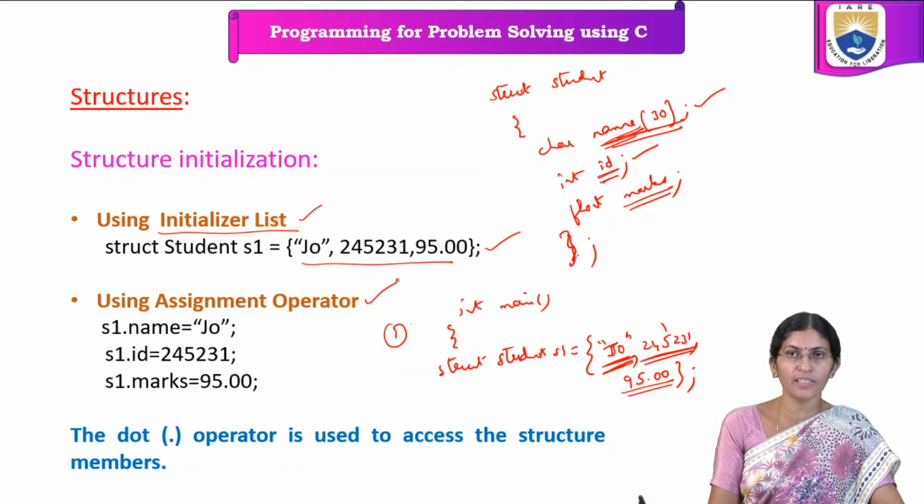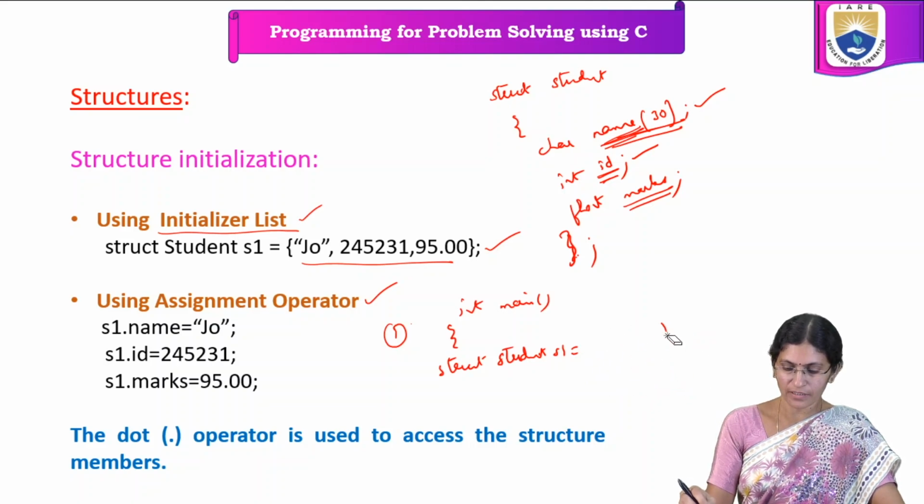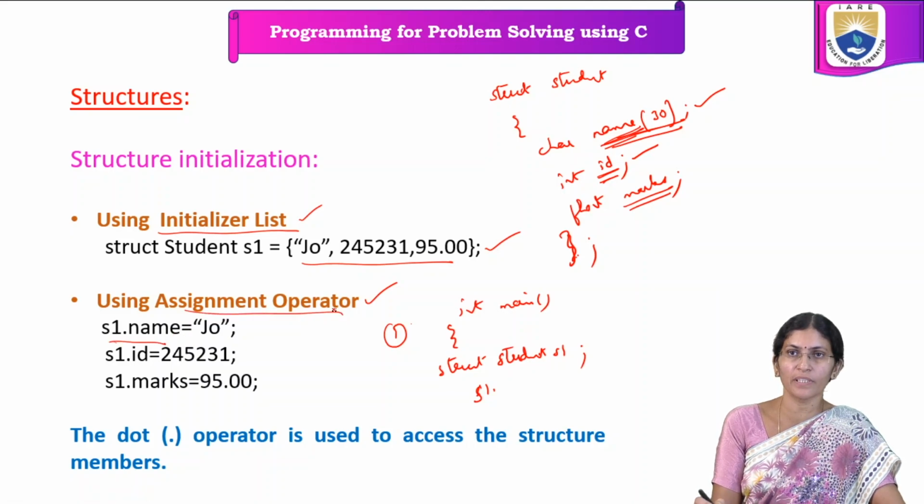Next one is using assignment operator. So after we declare the variables, we can use the dot operator. With the help of the dot operator and the assignment operator, we can initialize each member. Suppose the name of the variable is s1 here. So s1 dot name is equal to Joe here.